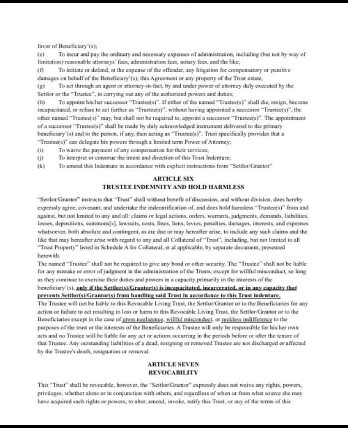Article 7, revocability. And revocability is essentially what it is. So you're able to revoke this trust at any point that you deem necessary, right? So this trust shall be revocable. However, the settlor grantor expressly does not waive any rights, powers, or privileges, whether alone or in conjunction with others, and regardless of when or from what source he may have acquired any such rights or power to alter, amend, invoke, or ratify this trust or any of the terms and agreements in whole or in part as the settlor deems fit.